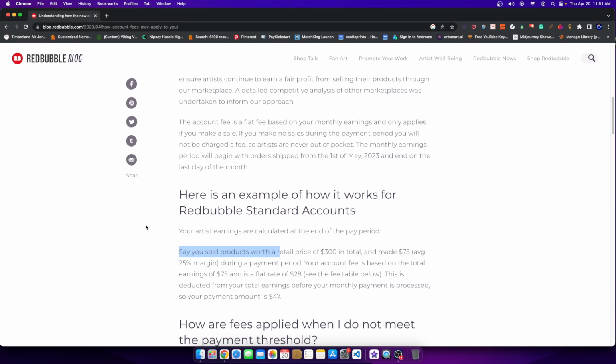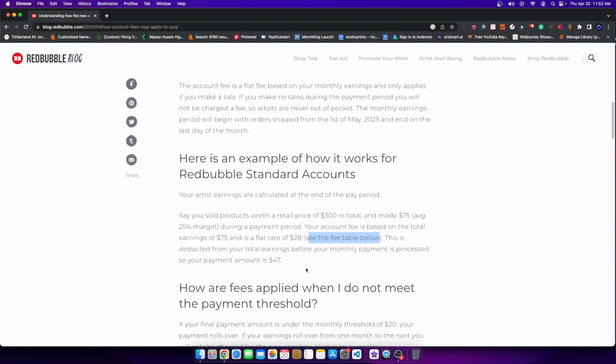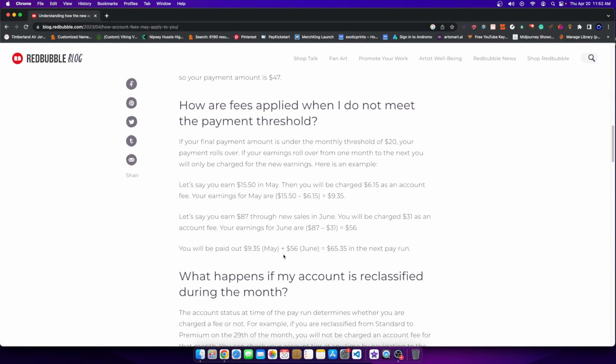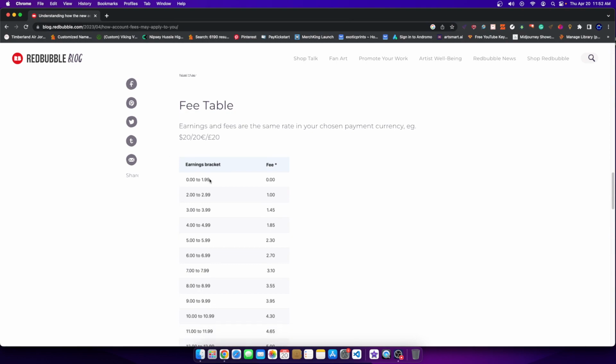It says, during a payment period, your account fee is based on a total of earnings of $75 and is a flat rate of $28. See the table below. So it's essentially saying that the fee is going to be $28 if you make $75, and this is deducted from your total earnings before your monthly payment is processed. So your payment amount is $47. So really what this comes down to is, let's go ahead and scroll down here, is essentially this fee table.